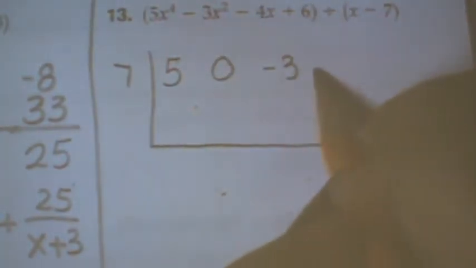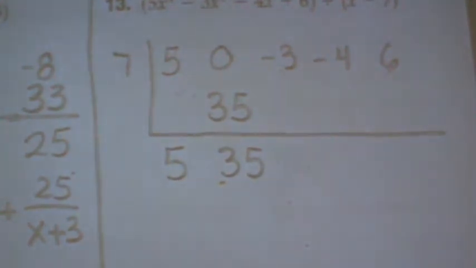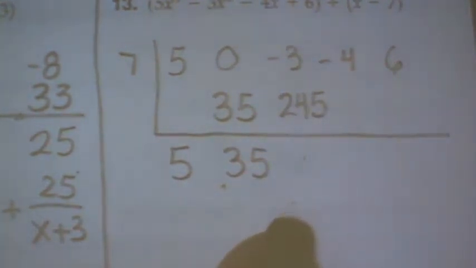And one more. What number goes outside? 7. 5, 0, 0, -3, -4, and 6. Okay, bring down the 5, and then do what? 35. Then add. Oh, it looks like we're getting into some big numbers. 35 times 7, good job, 245. Then add, you get 242.